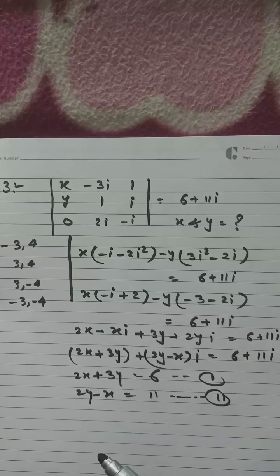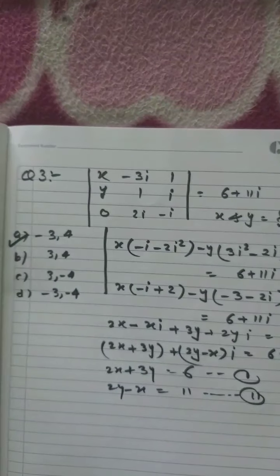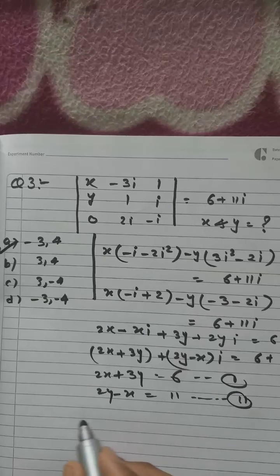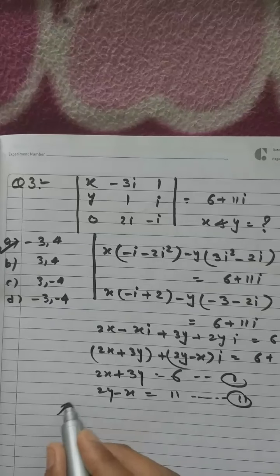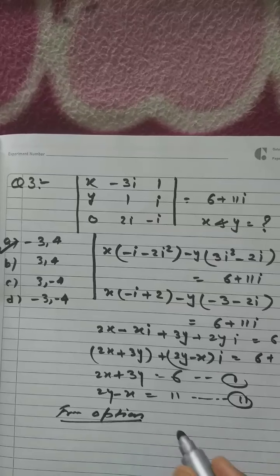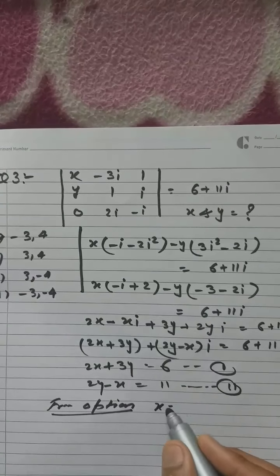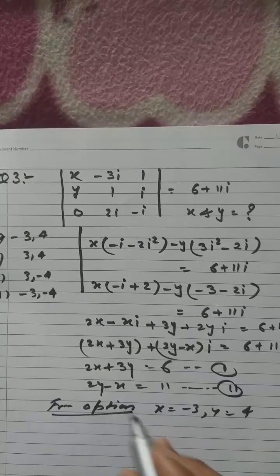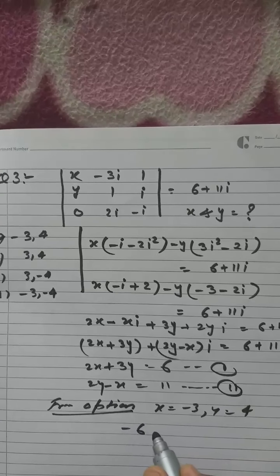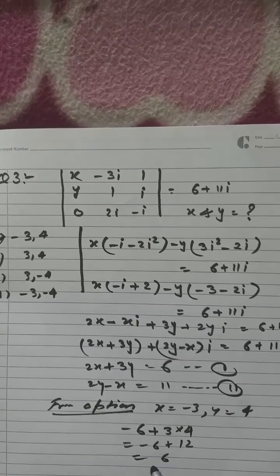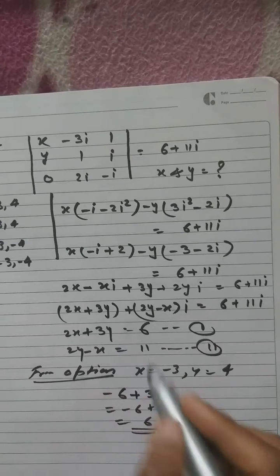You can also find the answer from the options. You have been given four options. That is why I am putting x equal to minus 3 from the option, y equal to 4, in the equations. Now put in equation first: 2 into minus 3 is minus 6, plus 3 into 4 equal to minus 6 plus 12. You are getting 6, which means it is satisfying equation number first.